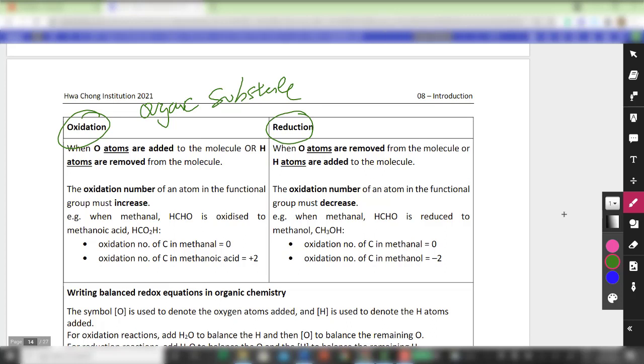For an oxidation reaction, you can count whether there's an increase in oxidation state as a whole, or in the particular carbon involved, or you can roughly do it by inspection. If you realize that there is an increase in oxygen or a decrease in hydrogen, usually it involves oxidation. For reduction it's the other way around: a decrease in oxygen or an increase in hydrogen.